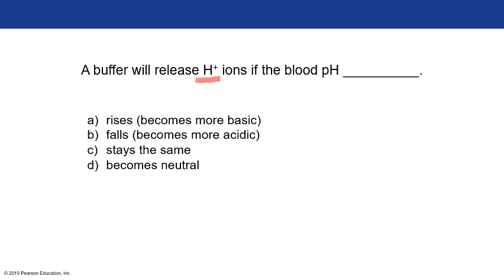What is the right answer? People are saying A. Yeah, so when your blood pH gets more basic, when the blood pH raises, this is when you have to dump more hydrogen. So your correct answer is A.